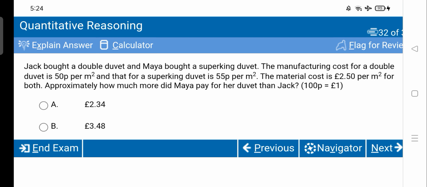The manufacturing cost for a double duvet is 50p per meter squared, and that for a super king duvet is 55p per meter squared. The material cost is 2.50 pounds per meter squared for both. Approximately how much more did Amaya pay for her duvet than Jack? 100p equals 1 pound.